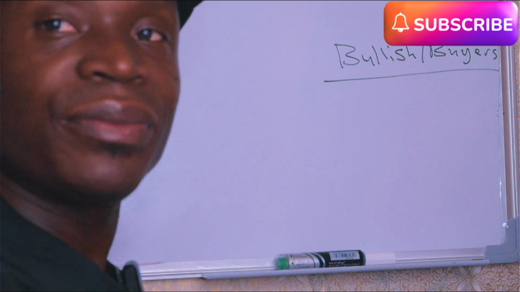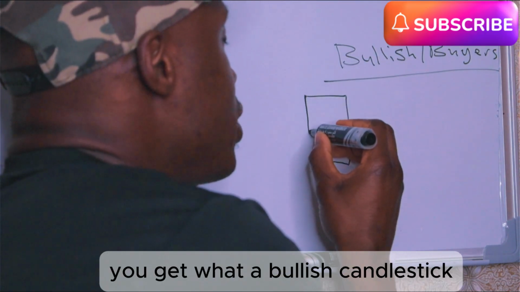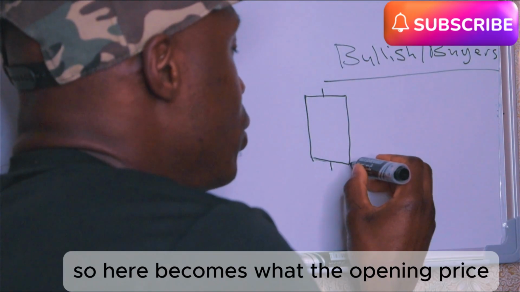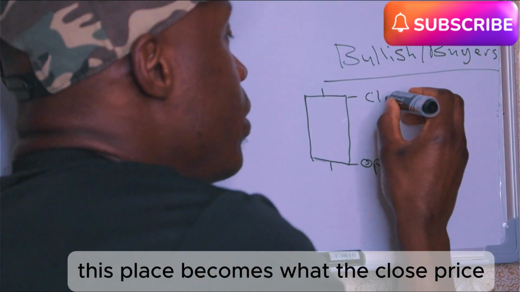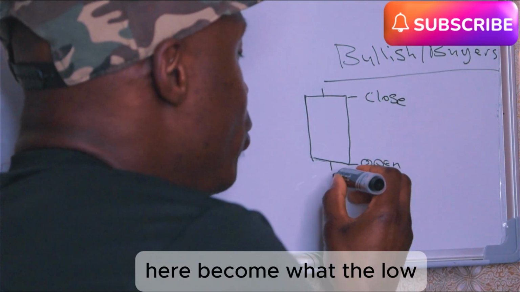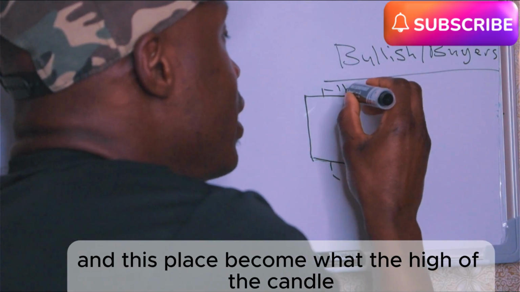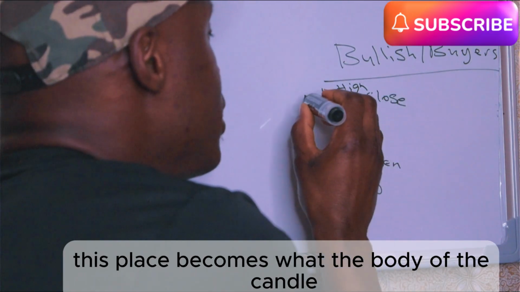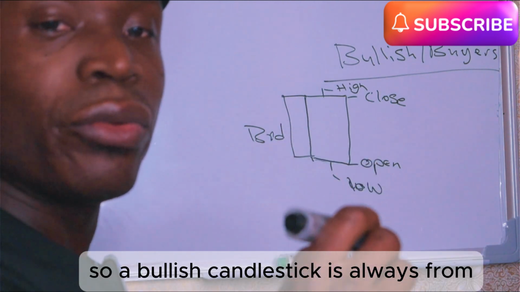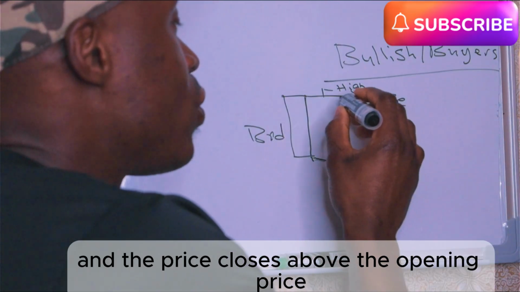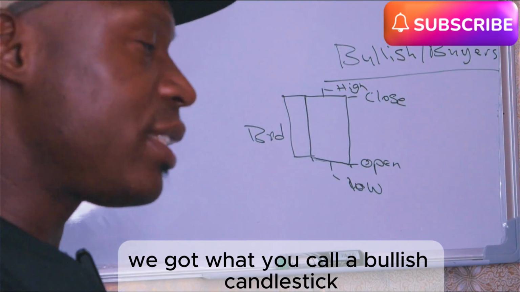A bullish candlestick. A bullish candlestick is formed when the price closes above the opening price. We get what? A bullish candlestick. So here becomes what? The opening price. This place becomes what? The close price. Here becomes what? The low of the candle, and this place becomes what? The high of the candle. This place becomes what? The body of the candle. So a bullish candlestick is always formed when the price opens here and the price closes above the opening price. We get what we call a bullish candlestick.